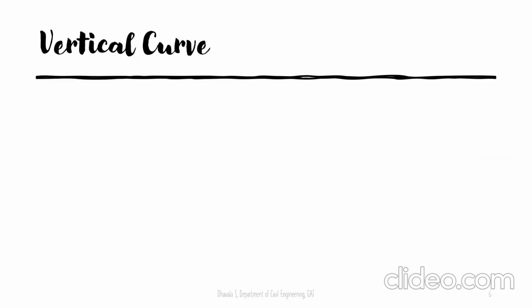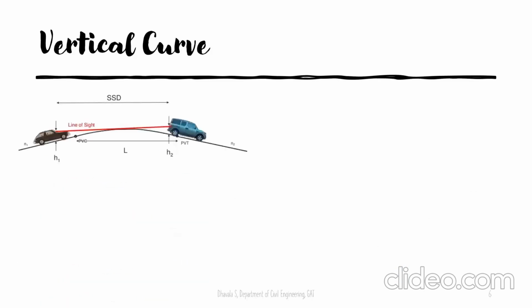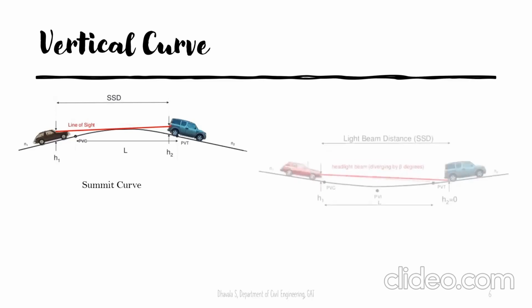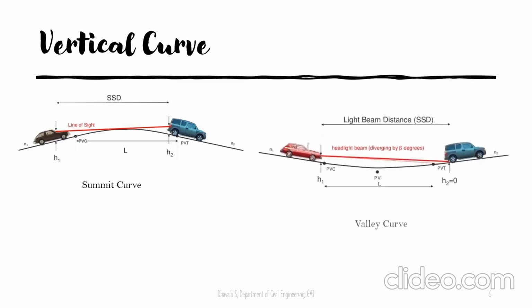Now coming to vertical curves. In vertical curves, we have two major categories. One is called a summit curve and another is called a valley curve. I hope the figure is clearly depicting what a vertical curve is. It is a curve provided along a vertical plane, and since this indicates a summit, it is called a summit curve, and here the transition is at the lower edge, hence it is called a valley curve.